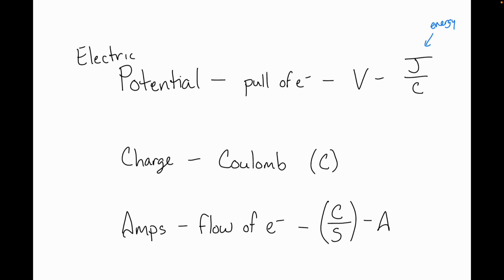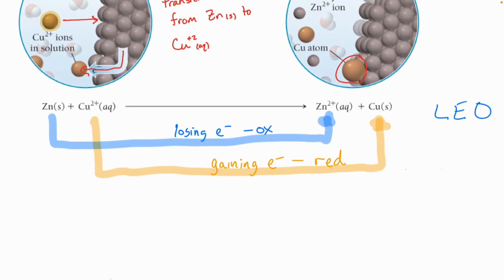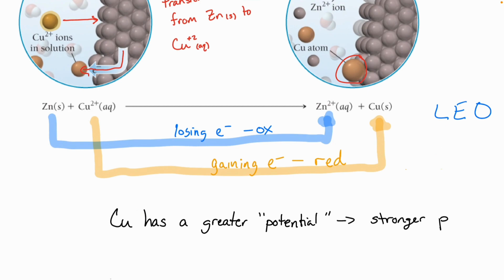So again, why does this reaction occur? We're going to say that it's because copper has a greater potential, which means a stronger pull of electrons. Those copper ions are going to steal those electrons away from the zinc because copper has a greater potential. It wants those electrons more. Think about it as a tug of war. Copper's better at it.